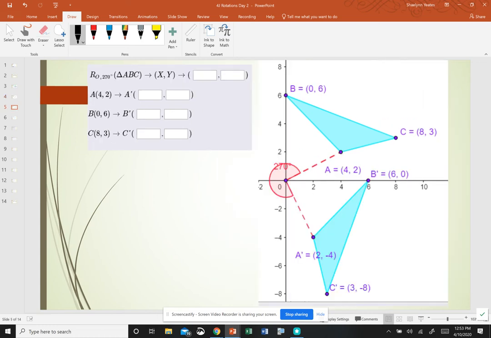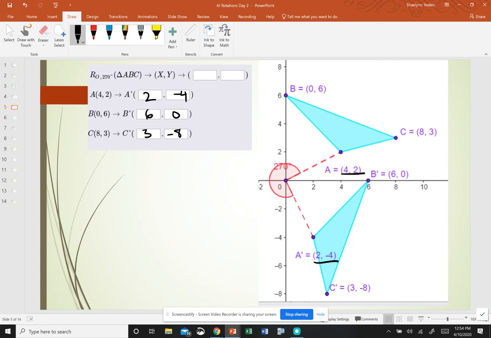All right, what if we rotate 270 degrees? So we rotate almost all the way around. Okay, so then A goes from 4, 2 to 2, -4. B goes from 0, 6 to 6, 0. C goes from 8, 3 to 3, -8.